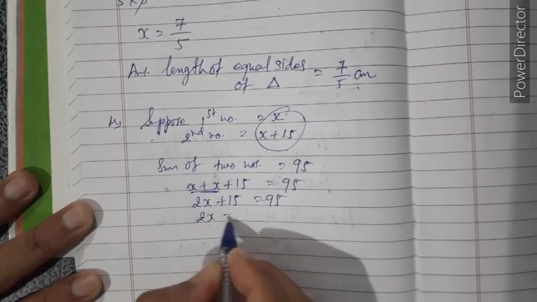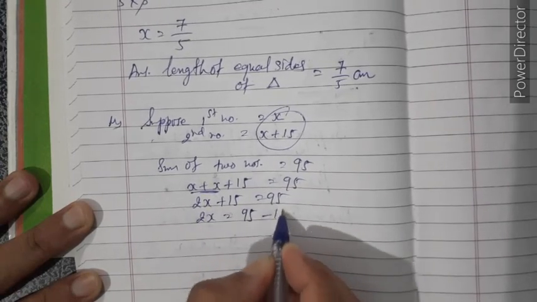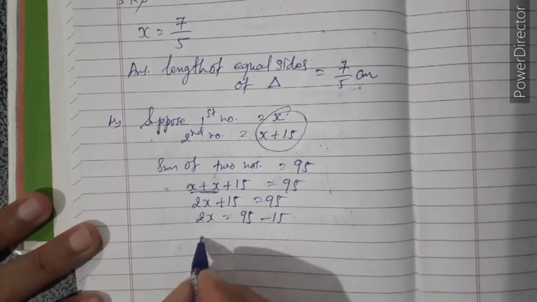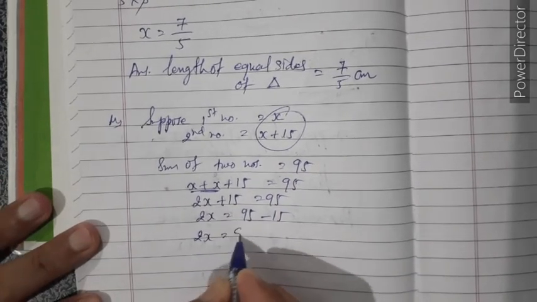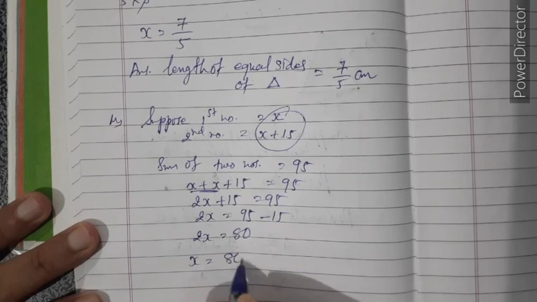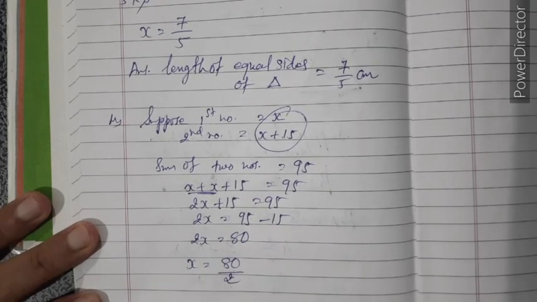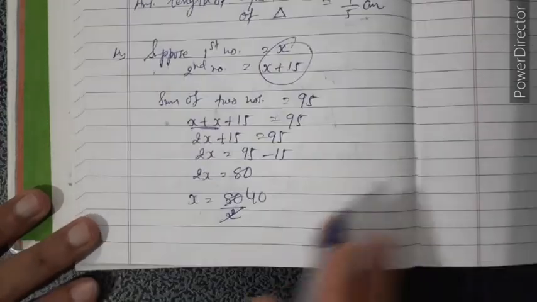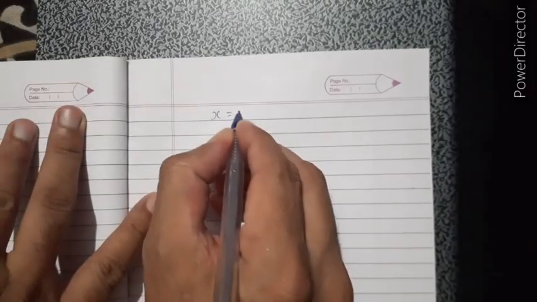So 2x equal to 95 minus 15. Plus 15, side change, converts into minus 15. So 2x equal to 80. 2x means 2 into x, side change. So x equal to 80 divided by 2. 2 40s are 80, so the value of x equal to 40.